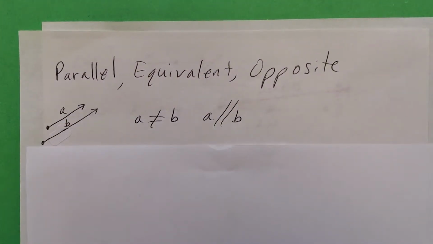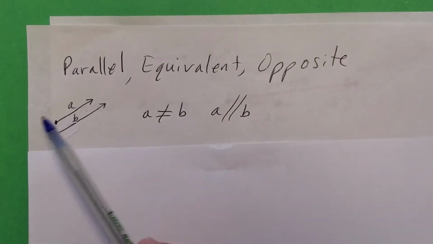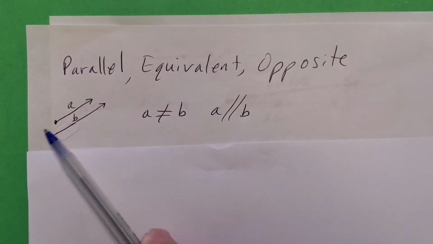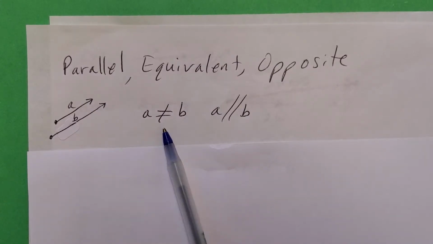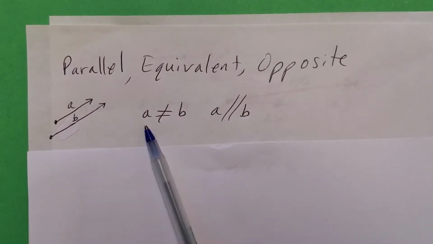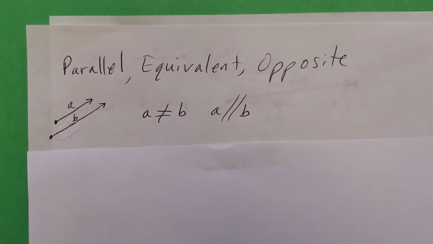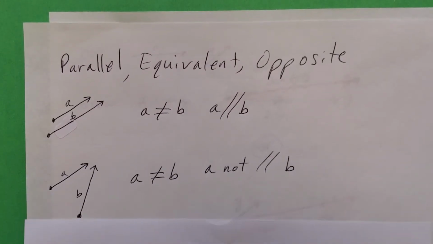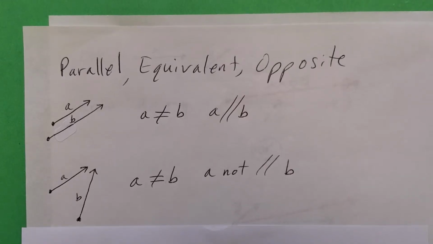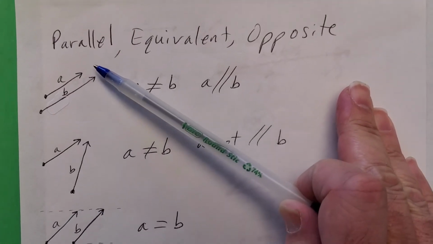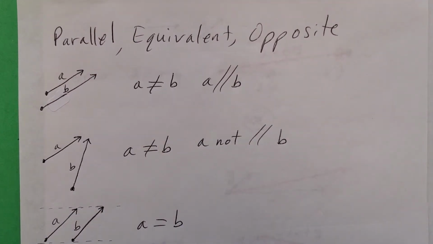So if you look at these two vectors, okay, they're definitely parallel. They're definitely going the same direction, but they're not equal. This is longer than this. So vector a is not equal to vector b. But you could say a is parallel to b. You could say that. Look at this one. Neither, right? They're neither equal nor parallel. a is not equal to b and a is not parallel to b. Look at the third one. a is equal to b.